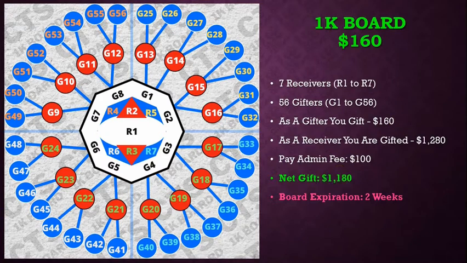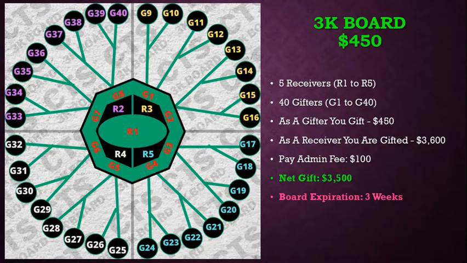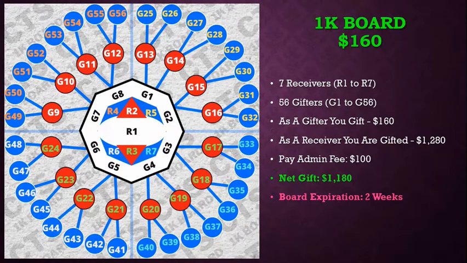Alright, after the 1K board, now you have $1,180 in hand. Remember that. We're moving on to the 3K board, so you could upgrade from the 1K board to the 3K board if you choose to. As I said before, it's not mandatory for you to upgrade. You could leave with your $1,180 in hand. You could gift in multiple boards. You could gift in the $50 board, the springboard. You could gift in the 1K board again. You could gift or upgrade to the 3K board.